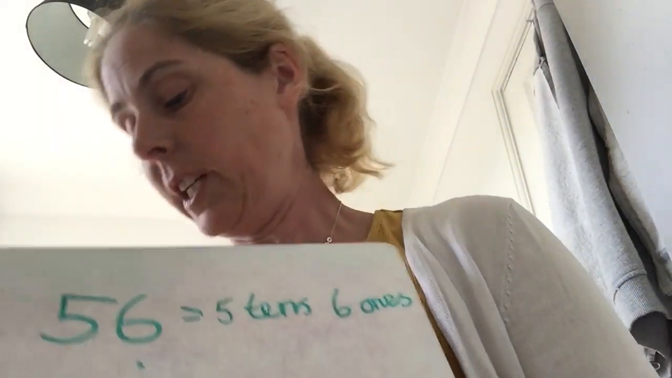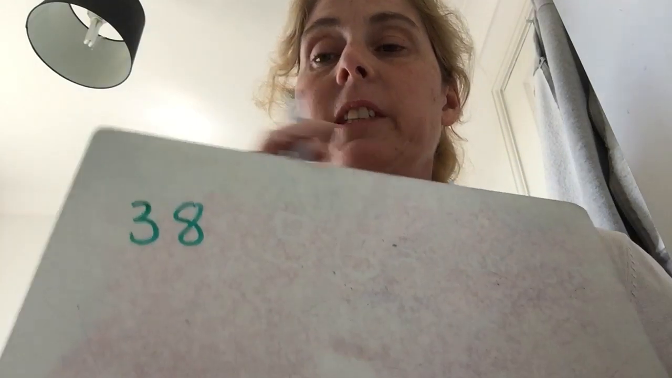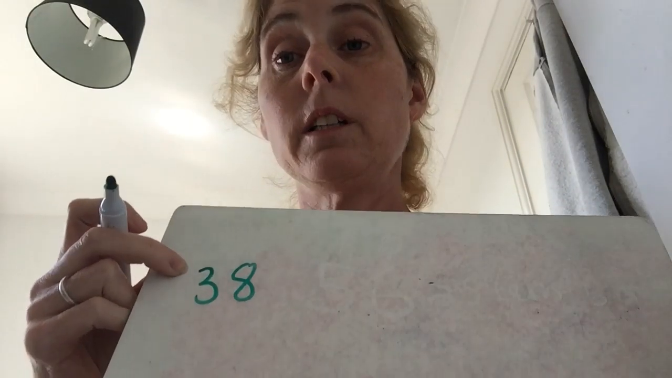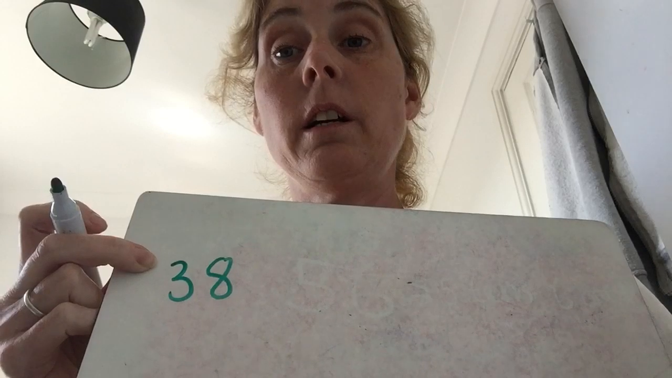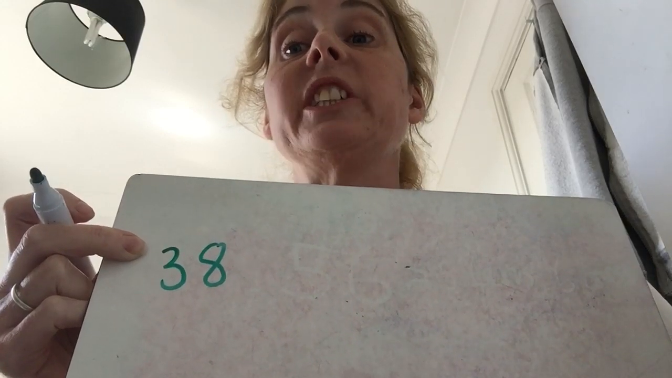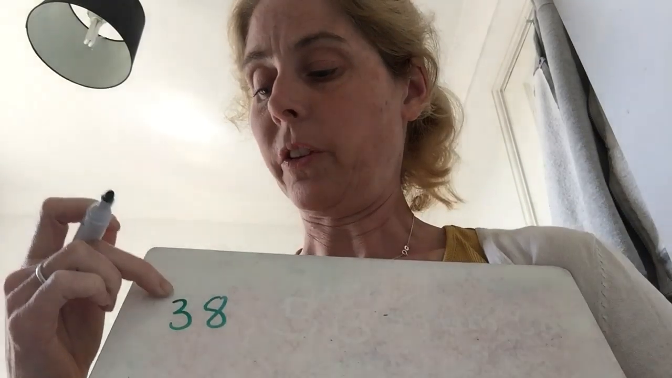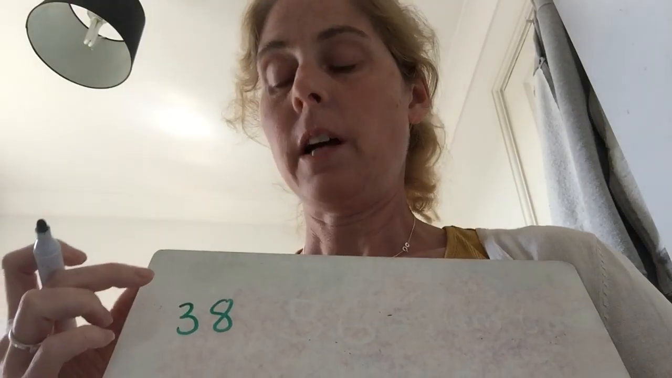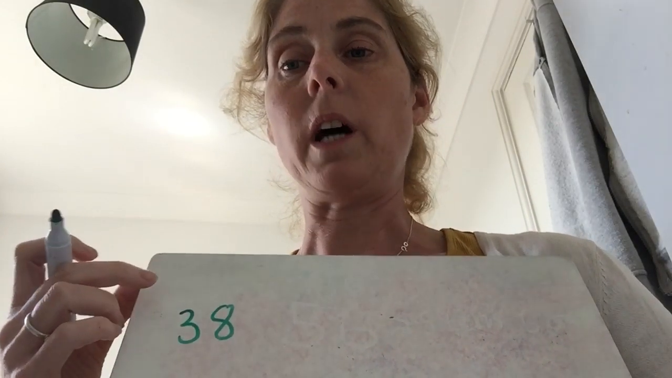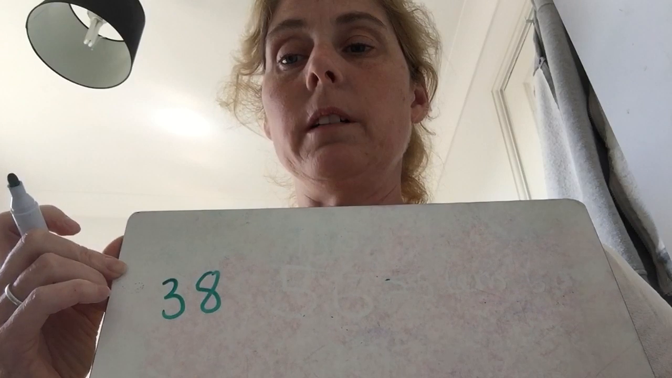Write it down if you need to. You've got a 100 square there. I made sure you all had one. So on my whiteboard, I'm going to write the same number that I just pointed out. So there it is. What does that number say? 38. Okay, so thinking about that number now, how many tens and how many ones are in that number?